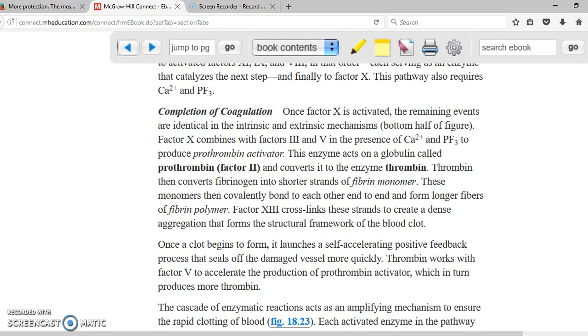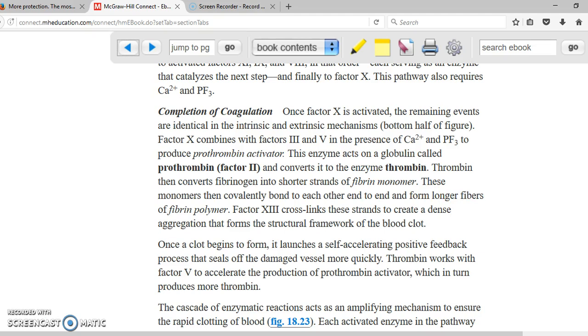Completion of coagulation. As we said, after you activate all the clotting factors, at the very end, what's going to happen? You're going to have thrombin. And thrombin will activate fibrin, and with that, we are going to end coagulation. I think we already repeated that a lot of times.